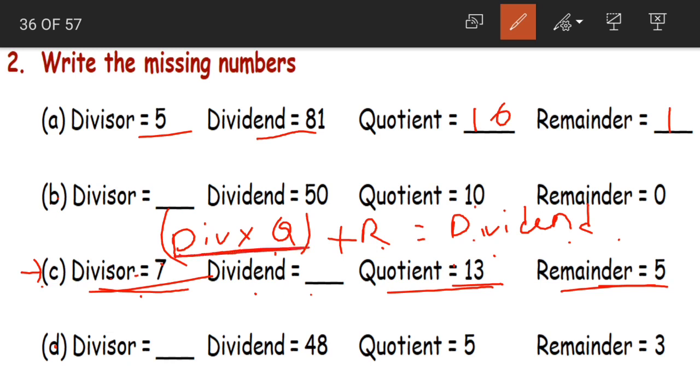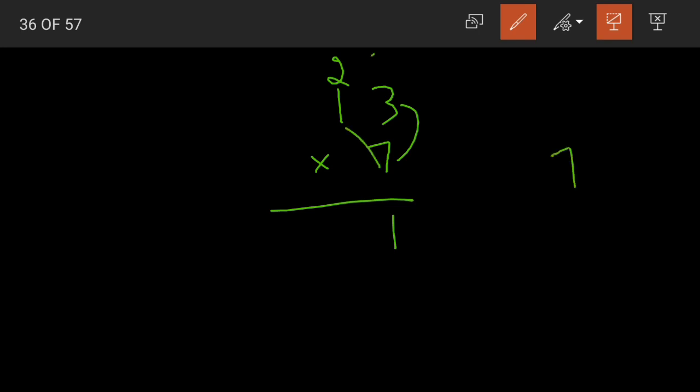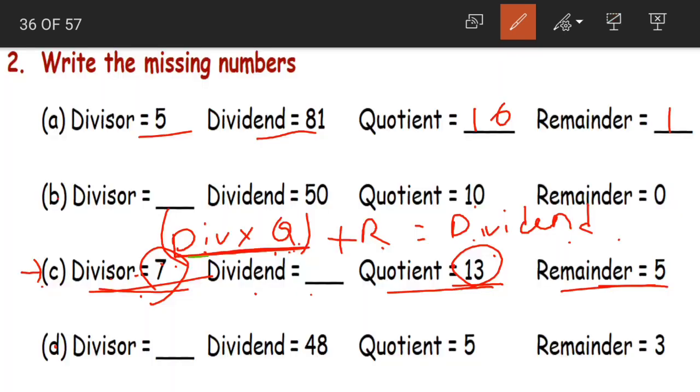First, what should we do? Multiply divisor and quotient. 7 into 13. 13 into 7. 7 threes are 21. 1 here, 2 carried. 7 ones are 7. Plus 2 becomes 9. So 91 is our answer. Divisor into quotient is 91. For that, what should we do? Add remainder 5.